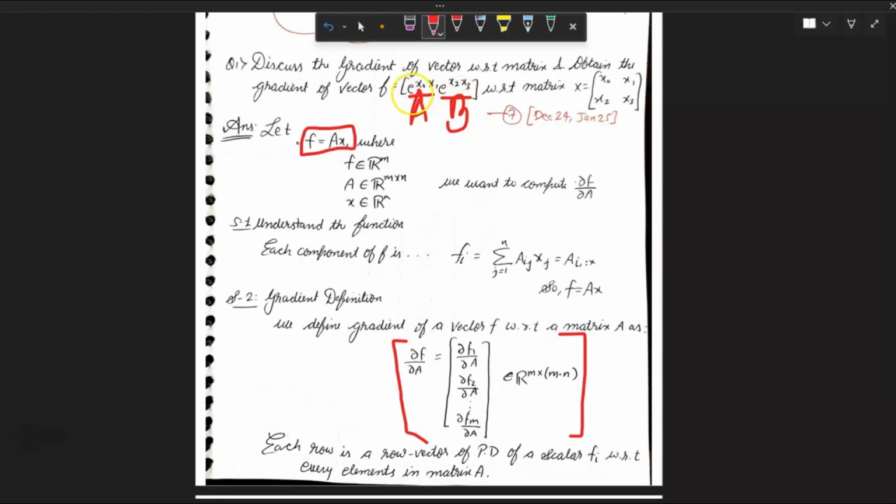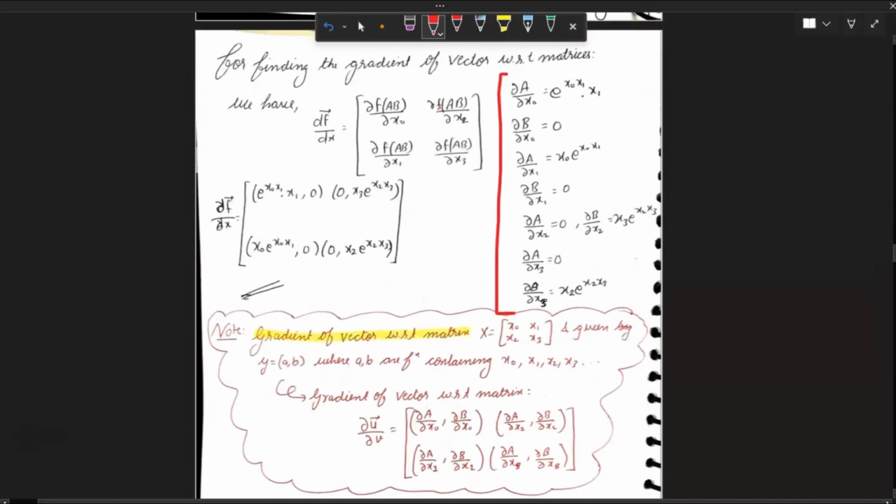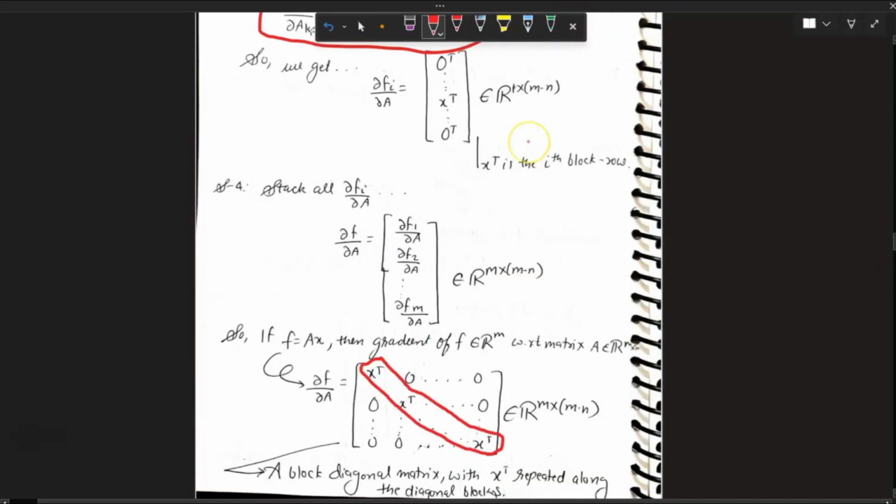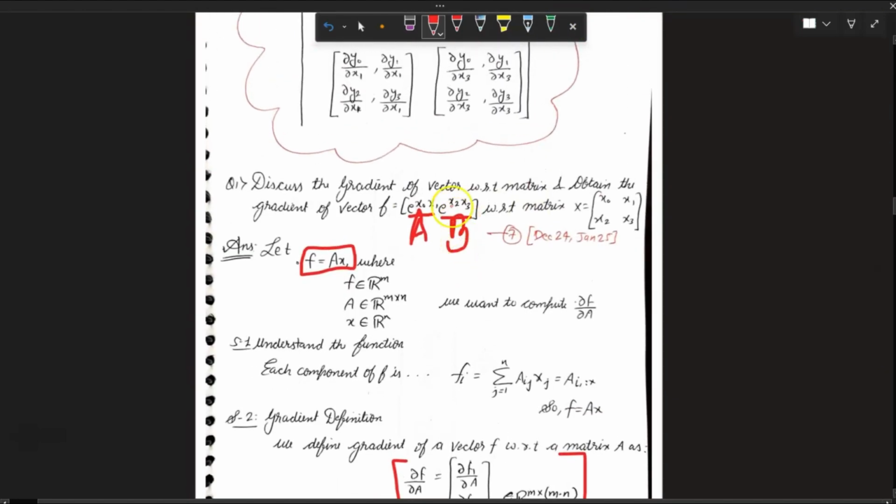∂a/∂x0 of e raised to the power x0 x1. So ∂a/∂x0 we will get as e raised to the power x0 x1 into the differentiation of x0, which is 1, so x1 you will get. So e raised to the power x0 x1 into x1. Now let's see for b, ∂b/∂x0. Here no x0 term is there, so if you differentiate, it will become 0, okay. So you will write 0 for this term.